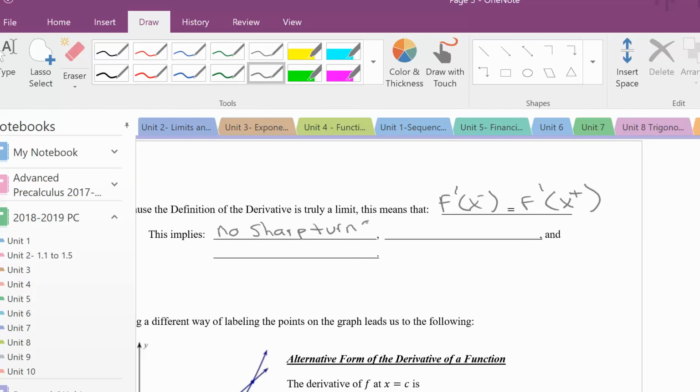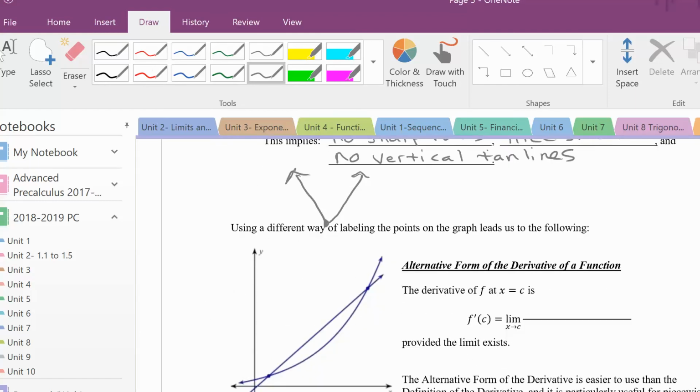Some things that have sharp turns would be like absolute value. So that's not allowed. It needs to have nice smooth curves like polynomials. And it has to have no vertical tangent lines in order to take the derivative at that point.